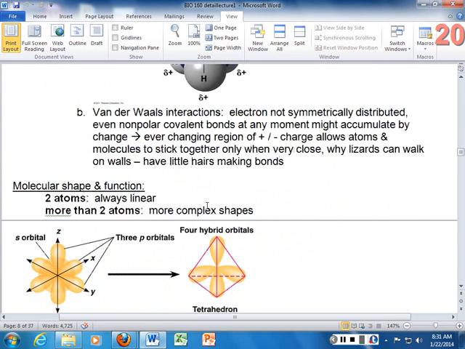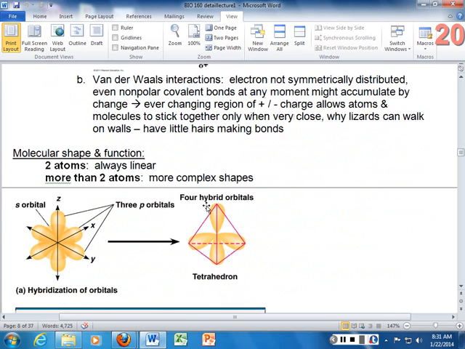Another type of weak bond is the van der Waals interactions. When you have all these electrons around something, they're moving around all the time, but they're not always going to be symmetrically distributed. Some of them are going to move faster than others, and they may end up all clustered in one area. It's very temporary that they're clustered in one area, but that can give it a temporary little charge, and that can allow it to bond to other things.